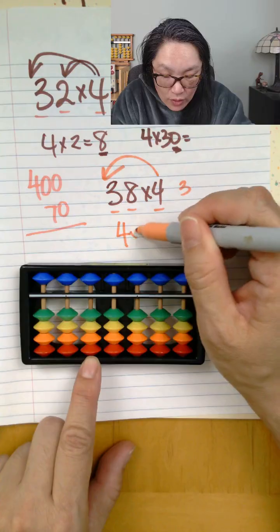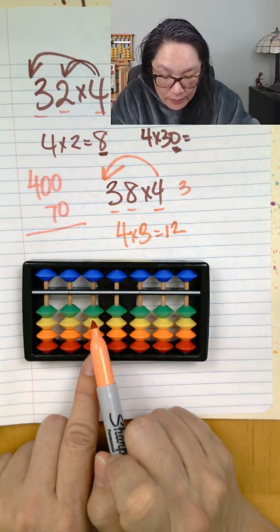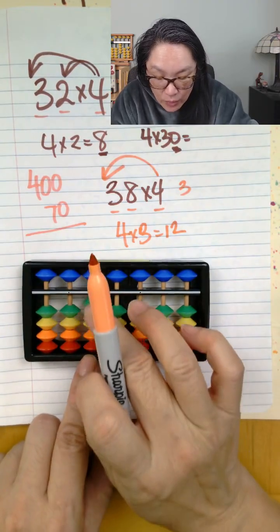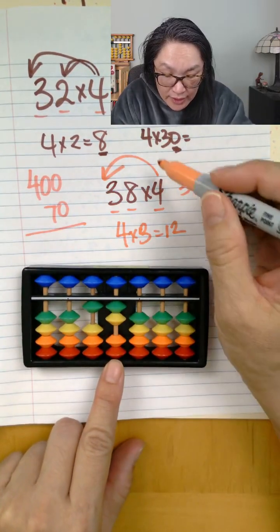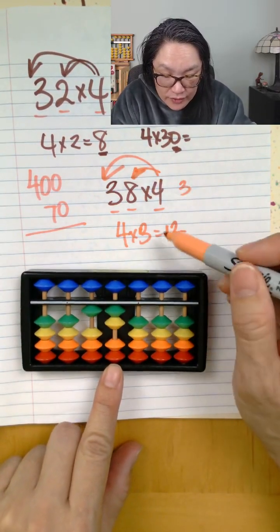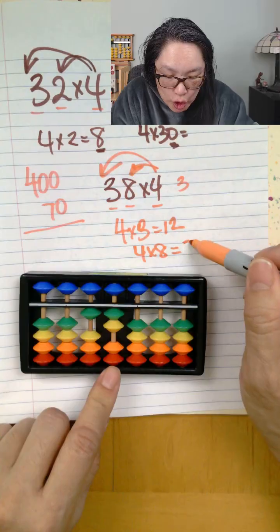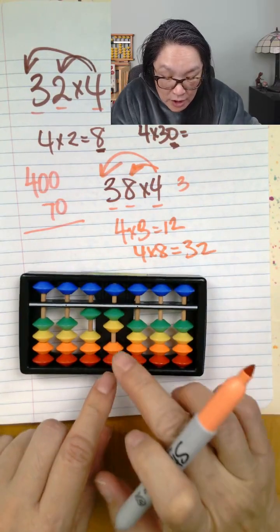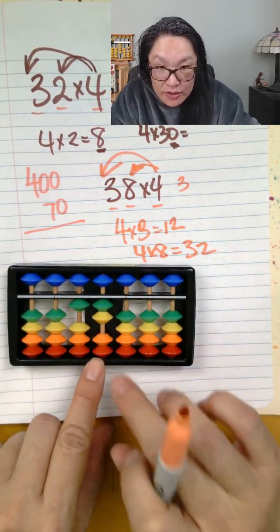3 times 4 is equal to 12. So I have 12. I add my 2. I add my 1. I add my 2. I add my 1. And I add my 2. Not a problem, right? Okay. Next one I'm going to do is 4 times 8. 4 times 8 is 32. Add 3. I add my 2. I add my 3. Now there's the problem.